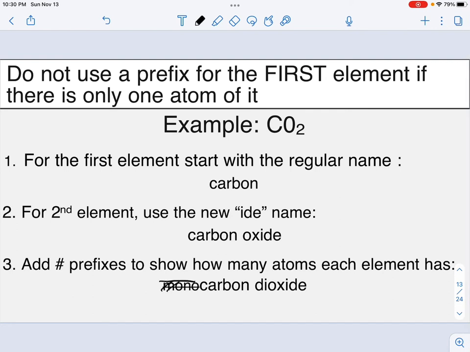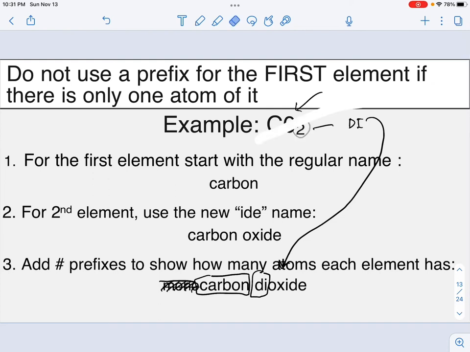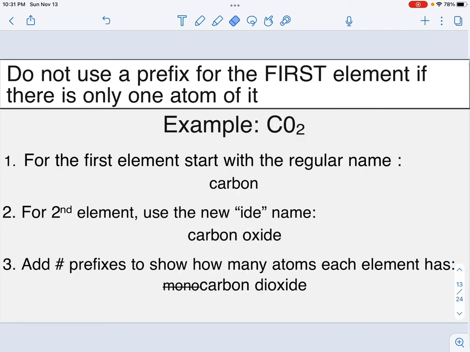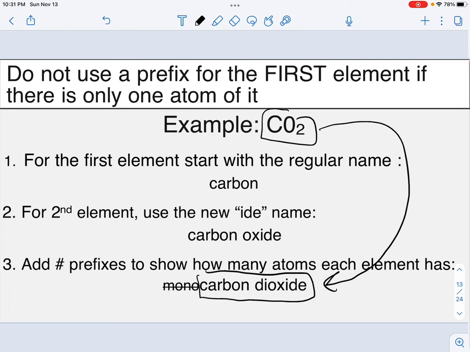I went ahead and scratched it out, okay? So we're left with carbon because there's only one of it. Now, for the second element, we can add the prefix. So our second element is oxygen. There's 2 of them, and so the prefix for 2 is di. And we're going to put it right in front of oxide, dioxide. So our original chemical formula was CO2, and let me put that in a box. The correct name for it would be carbon dioxide. And I use this example to show you the exception to the rule. I think we have another example.